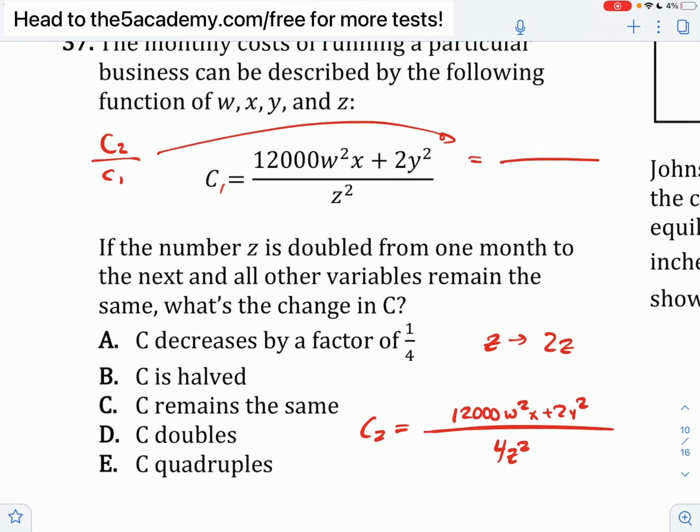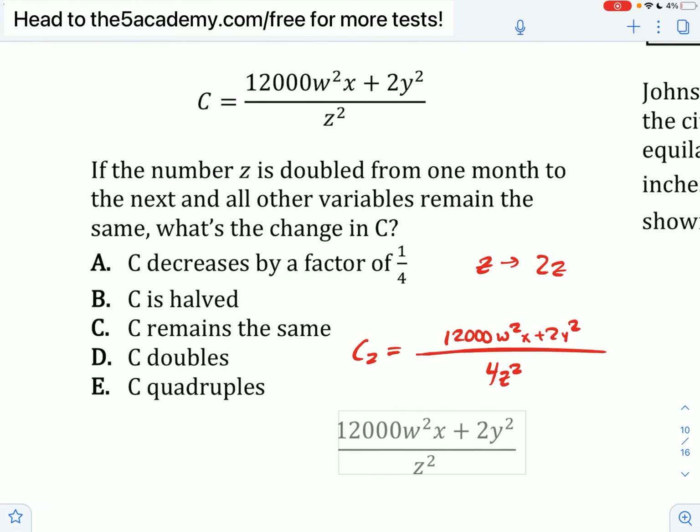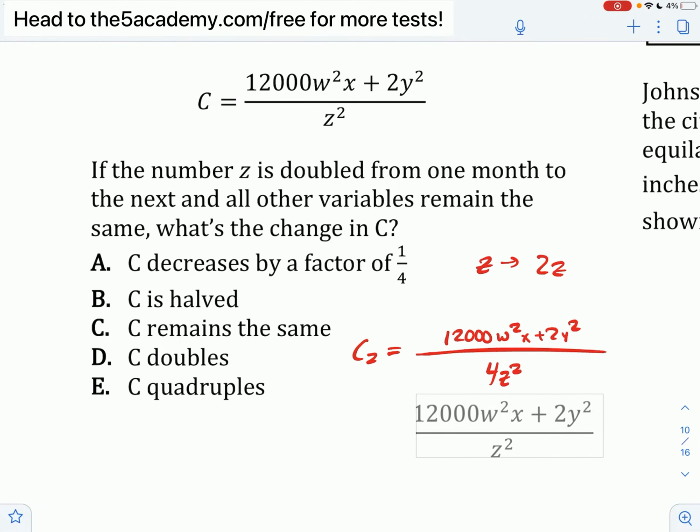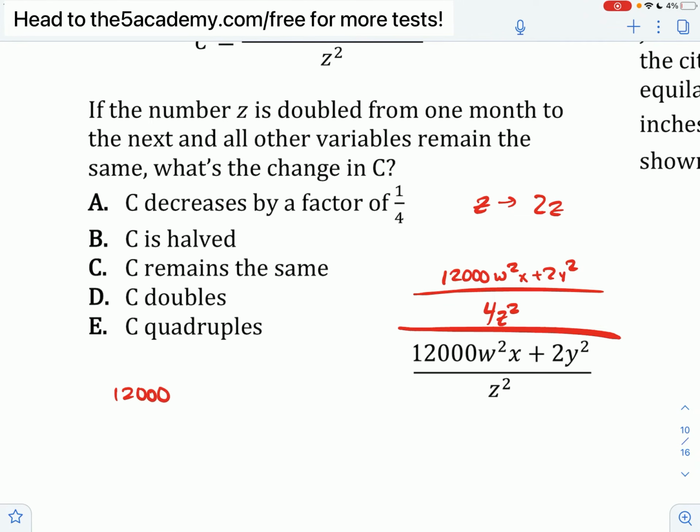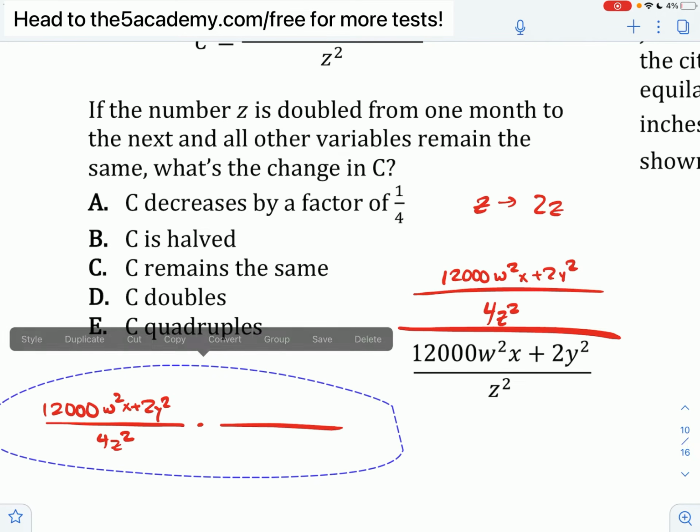So let me actually write it out a bit. Trying to think what's the best way to write this out. C2 divided by C1, let's do this. Copy, and then let's paste it here. So this is C1, and I'm going to divide C2 by all of this. Okay? C2 divided by C1, that's that right there. That's the same thing as doing C2 divided by 4z squared times essentially the reciprocal of this, because when you divide by a fraction, that's the same thing as multiplying by its reciprocal.